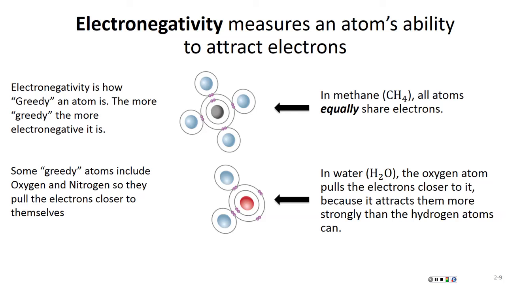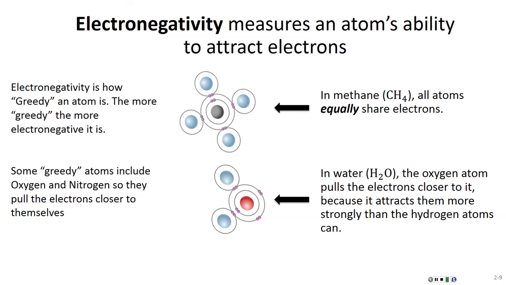Because remember, it already had 6 total. So I'm only drawing that valence shell, okay? So they're happy, but oxygen, being a bully, is pulling those electrons closer to it. So it has what we call a partially negative charge, because electrons are negative. So if those electrons that are negatively charged are closer to oxygen, he's going to be a little more negative than the hydrogens.